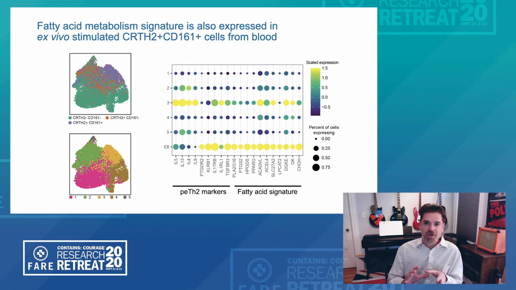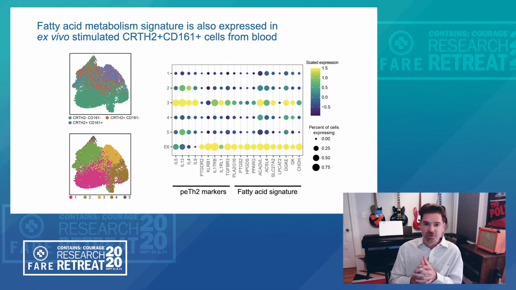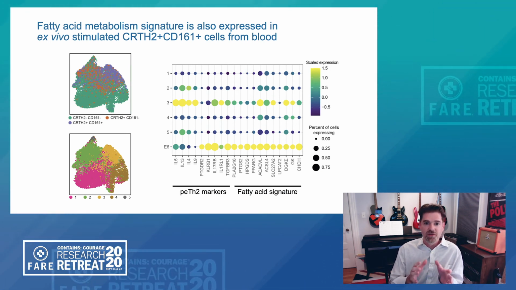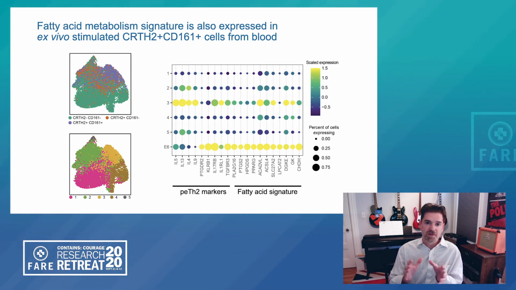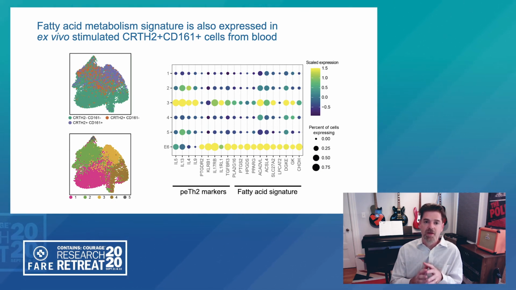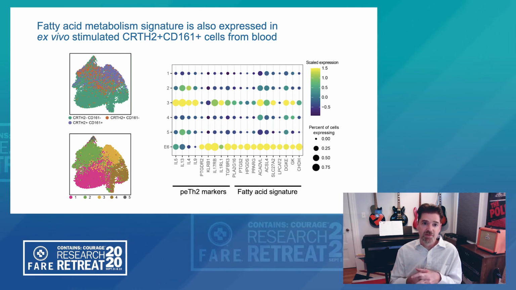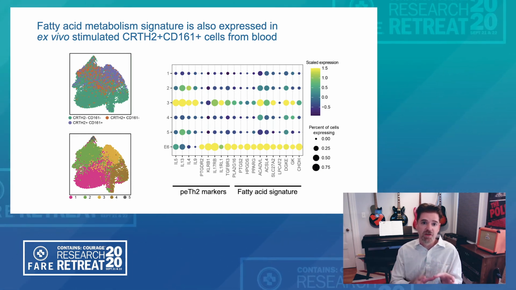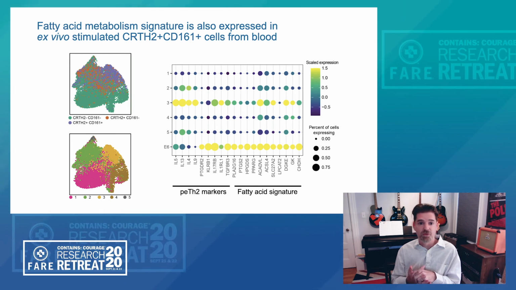This particular gene signature can also be seen when we stimulate CRTH2 positive, CD161 positive T cells isolated from blood. So if we take peripheral mononuclear cells and stimulate them ex vivo, and then perform single-cell sequencing, we can see that that population upregulates the same gene signatures associated with this enhanced fatty acid metabolism signature seen in the esophagus in the tissue sample directly.